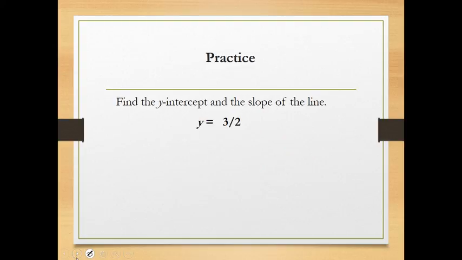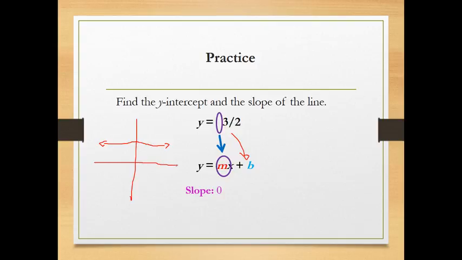So let's find the y-intercept and slope of this line. So here you notice that I don't have an x. Alright, and what that is indicating is that 3/2 is actually the b value. All right, because where's the m? Well, there isn't an m because there's no x, so we know that the m, the slope, must have been 0. So this is when we get our horizontal line. And the b value in this case is at 3/2. So in this case, we would have a horizontal line at 3/2.